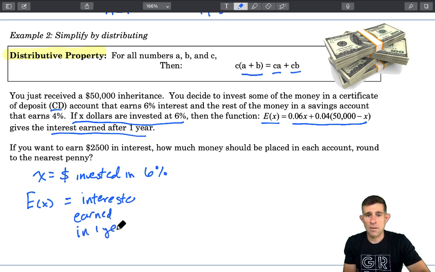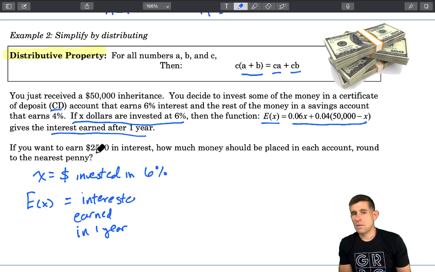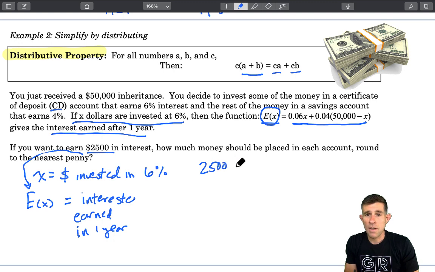All right, now let's talk about the distributive property. We want to earn $2,500 in interest. In other words, we want our value for E of x to be $2,500. How much money should be placed in each account? All right, so let's start by setting up our equation, and we are going to substitute 2,500 in for our E of x.